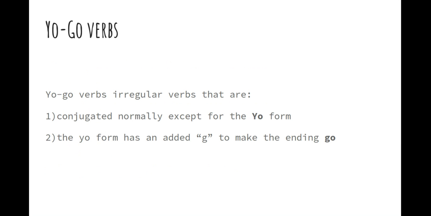Okay, so yo-go verbs are irregular verbs that are first conjugated normally, except for the yo form. So that's where they get the yo part of their name. And then the yo form has an added G to make the ending go. So that's the part that's not normal in the yo form, it's not just an O ending, it's a go ending. So that's where the go comes from in yo-go verbs. Okay, so if you're a little confused right now, you're going to see some examples and it will clear it up. The reason they're called yo-go is because there's two things that happen. It's just the yo form that's weird, and then the yo form is weird because it's a go at the end.